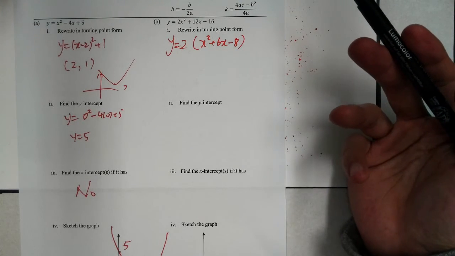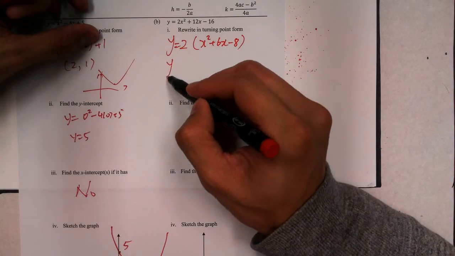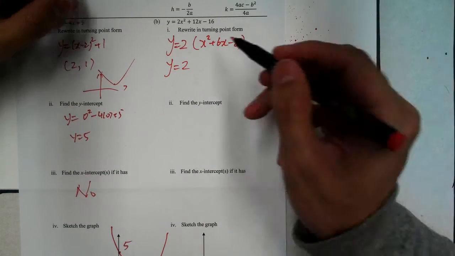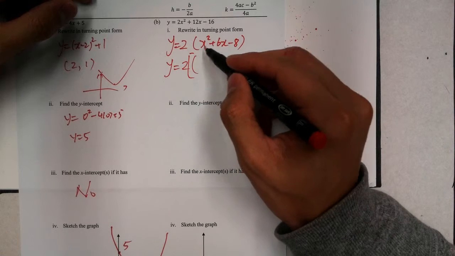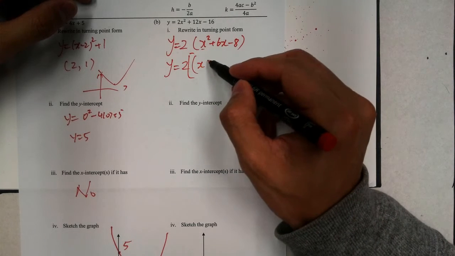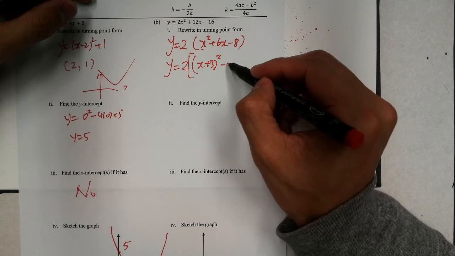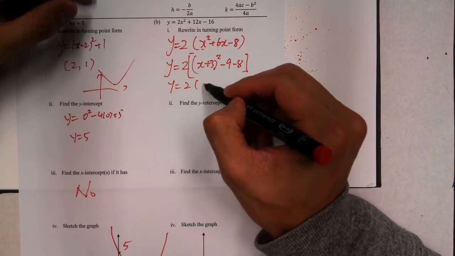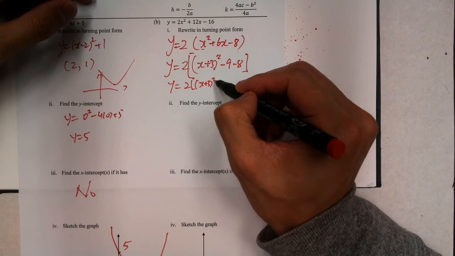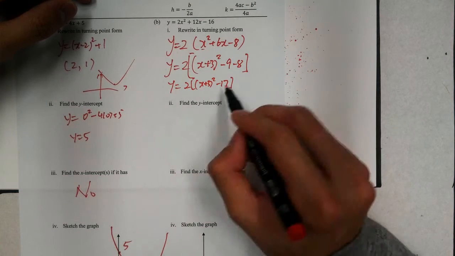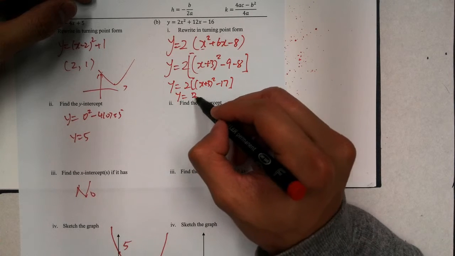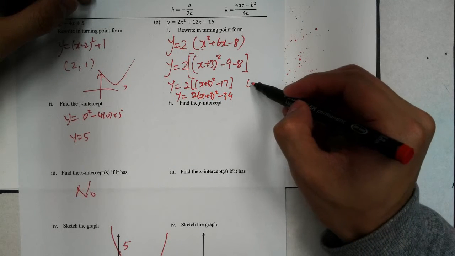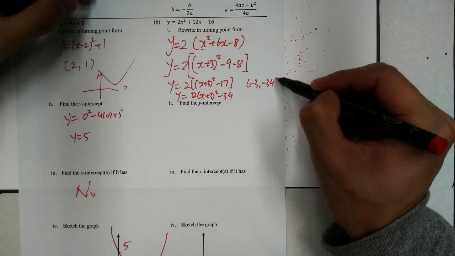And then I don't need to worry about it. So y will be equal to the 2, just ignore it, okay? It won't make a difference. We just need to complete the square inside. So same method is plus 3 square minus 9 minus 8. So y is equal to 2 bracket x plus 3 square minus 17. And then we expand the bracket, y is equal to 2 (x plus 3) square minus 34. Therefore we have the turning point is negative 3 and negative 34.